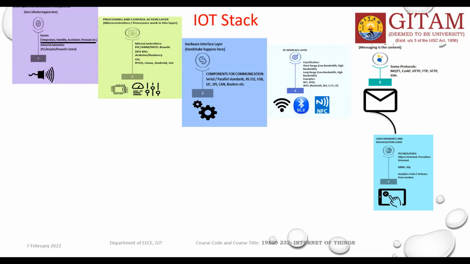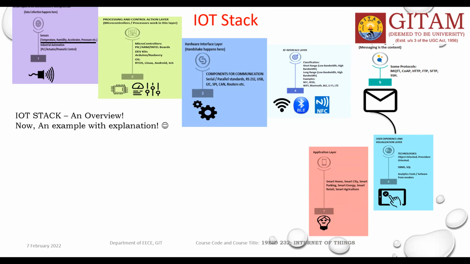And the last layer is the application layer, that is the end. It covers what everything can be applied to, and for what purpose. Different sectors are there, and you can apply it for different kinds of applications. So this is the IoT stack. Understand?